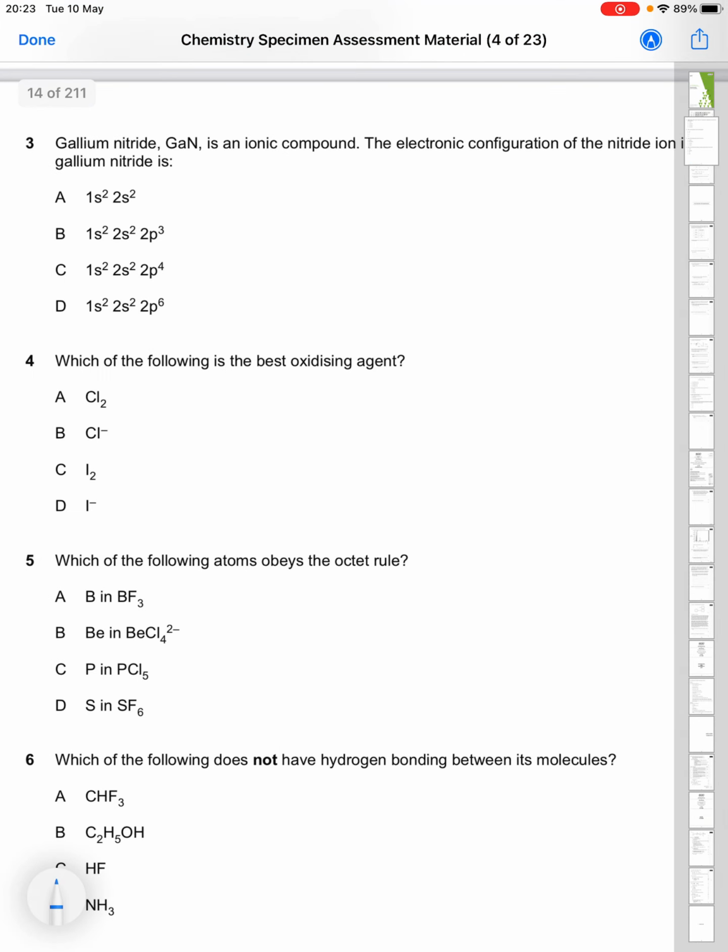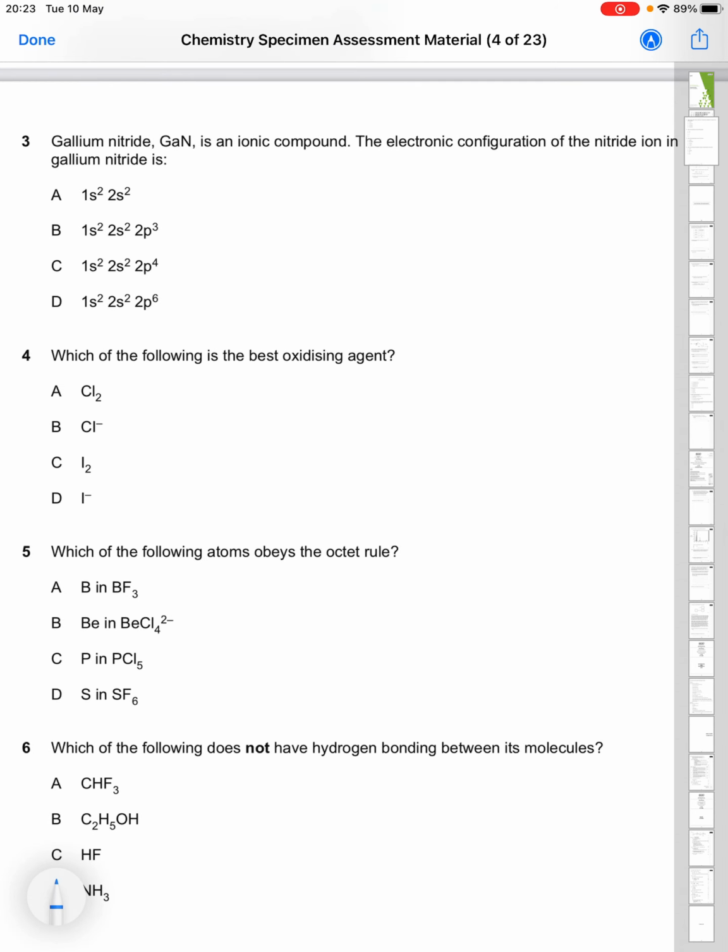Number 3, gallium nitride is an ionic compound. The electronic configuration of the nitride ion in gallium nitride is, well, we want to find out what the electronic configuration of the ion is. So gallium is a metal, nitrogen's a non-metal, so nitrogen is going to be the anion here. So its atomic number is 7, as you know, so it has 7 electrons in nitrogen. So the nitrogen ion N3 minus would be 7 plus 3 is 10 electrons.